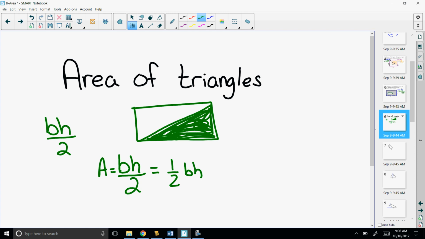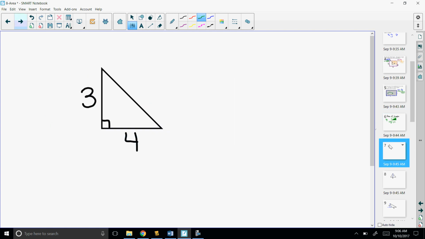Let me change the slide. We have different types of triangles. What are some different types of triangles we have? What's isosceles? What's another one? Scalene. Right. Oh, here's a right triangle. What's the base? 4. The height is 3, and I divide by 2.